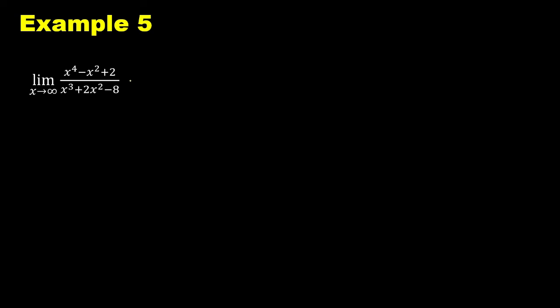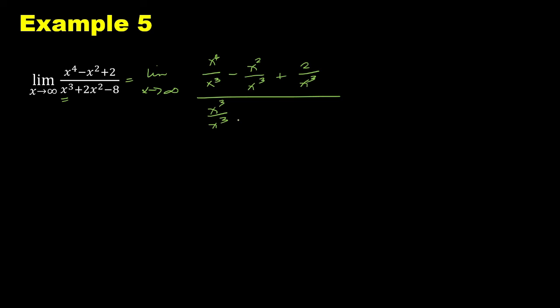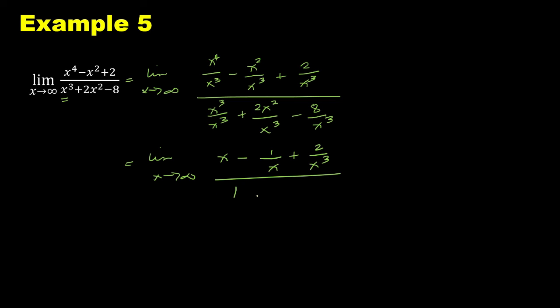For this example, we have x cubed as the variable x with the highest degree in our denominator. So we have the limit as x approaches infinity of x raised to 4 over x cubed minus x squared over x cubed plus 2 over x cubed, over x cubed over x cubed plus 2x squared over x cubed minus 8 over x cubed. Simplifying, we have x minus 1 over x plus 2 over x cubed over 1 plus 2 over x minus 8 over x cubed.